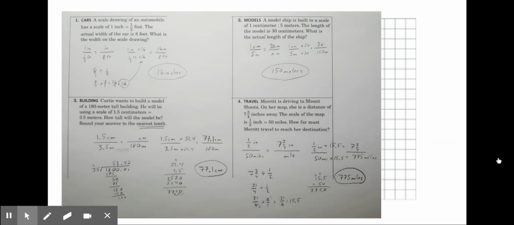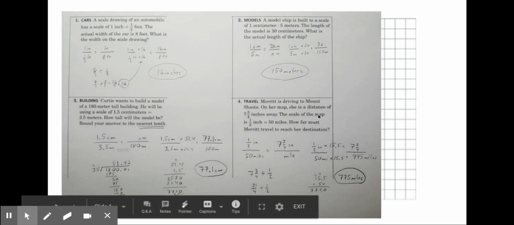Okay, let's talk about the problems from Friday. Here you see me showing an alternate way of solving the problems, where I printed off the paper, wrote my answers on it, took a picture, uploaded it into my drive, and then inserted it in here. So if we look at this, I'm going to use my pointer here.